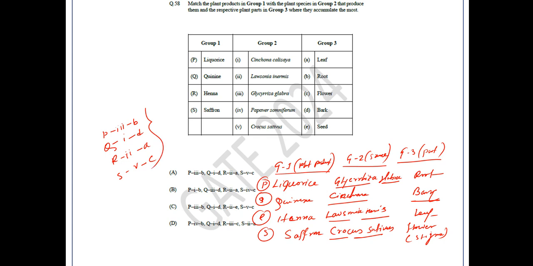Now let's see the options. P3B, Q1D, R2A, and S5C. So this is the correct answer for question number 58, and all the remaining options are incorrect.